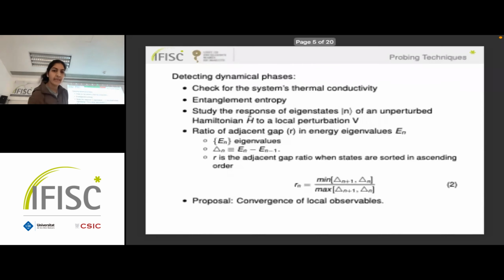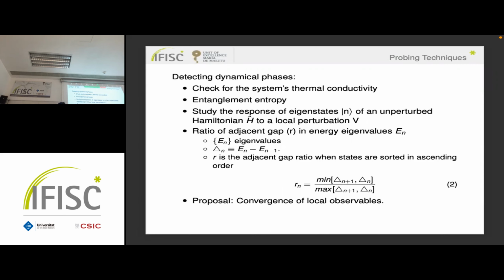Okay, and I have listed some of the most common probing techniques for detecting the ergodic and non-ergodic phases. The natural one is to look at the thermal conductivity of the system. If the thermal conductivity is not zero, it is an ergodic phase. If it's zero, then it's non-ergodic.